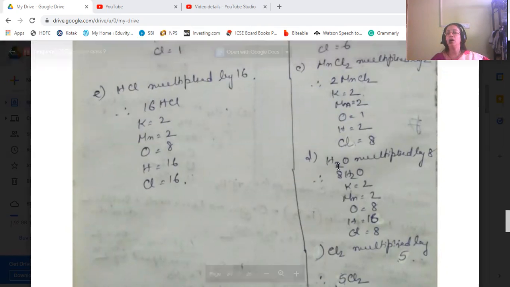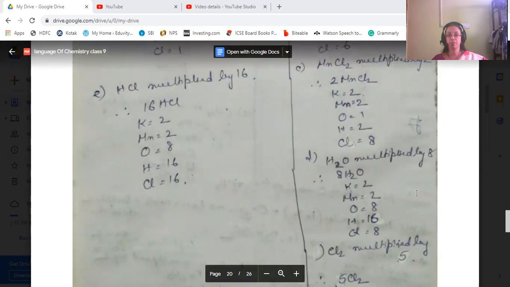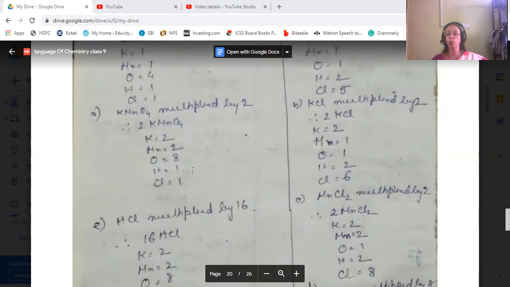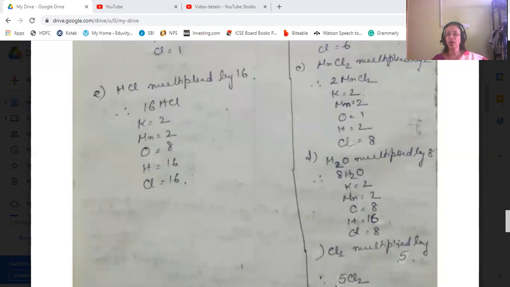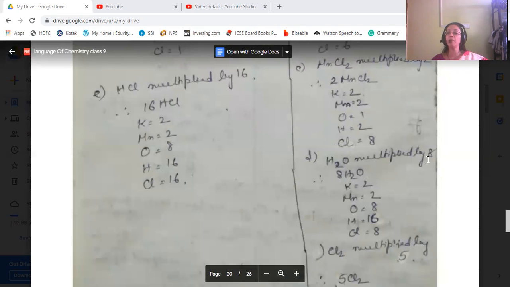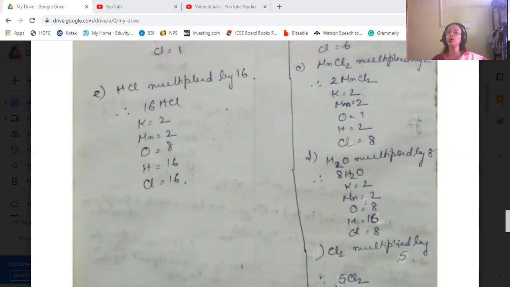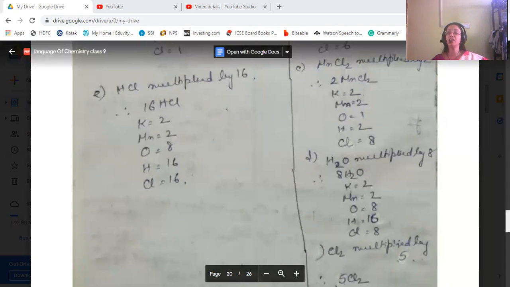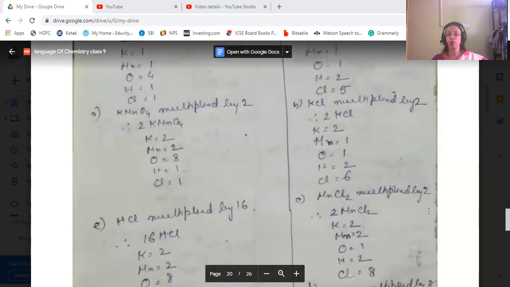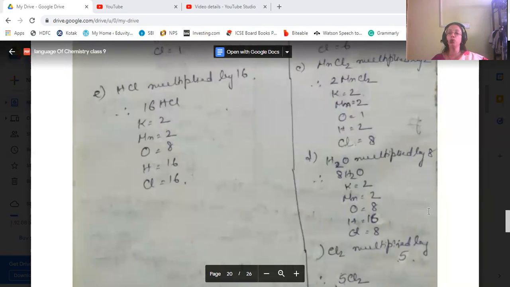Now, H2O is multiplied by 8. Here H is equal to 1. Okay. H, it is multiplied by this one, 8. That means it becomes K is equal to 2, Mn is equal to 2, O is equal to 8, H is equal to 16, and Cl is equal to 8. Okay. So now what do we do?